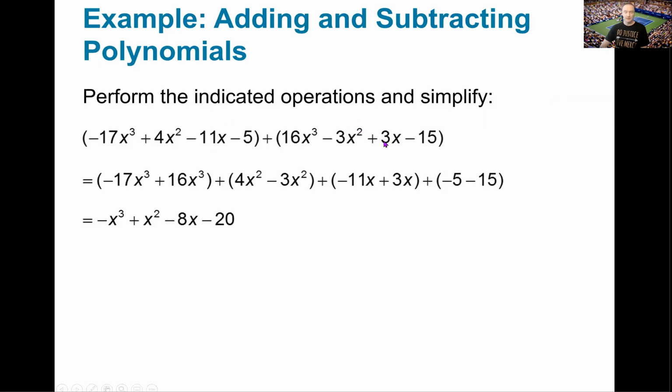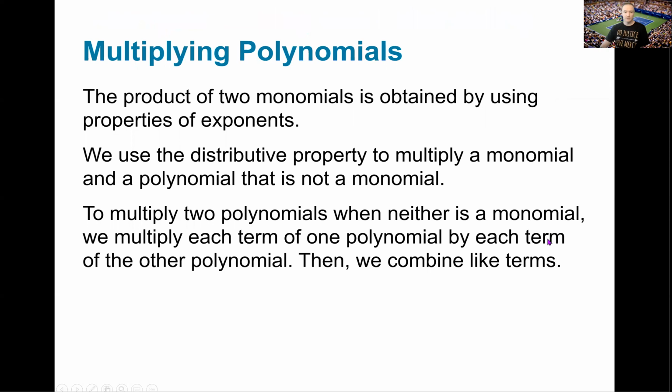Then we gathered together the x terms. You'll have negative 11x plus 3x. That's going to combine to give me negative 8x. And then finally, your constants, the terms without an x, you'll have negative 5 minus 15, and we know those would sum, or in this case, subtract to give me minus 20. Final answer of negative x cubed plus x squared minus 8x minus 20. Once you've combined the like terms, there's nothing else you can do other than to make sure, of course, that your final answer is in standard form, meaning descending order in terms of x.